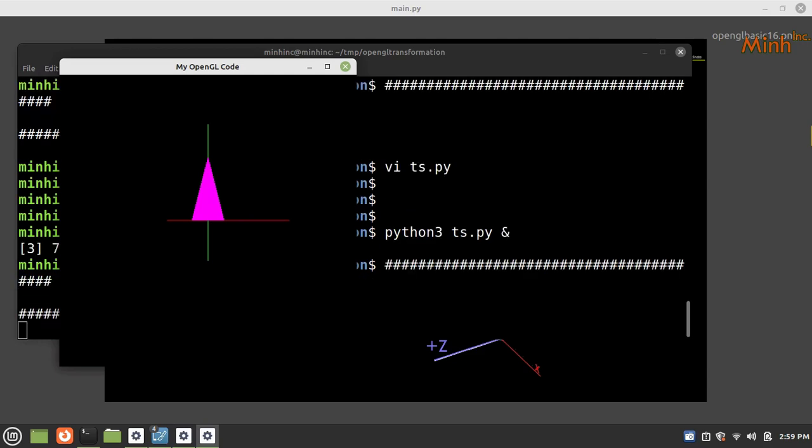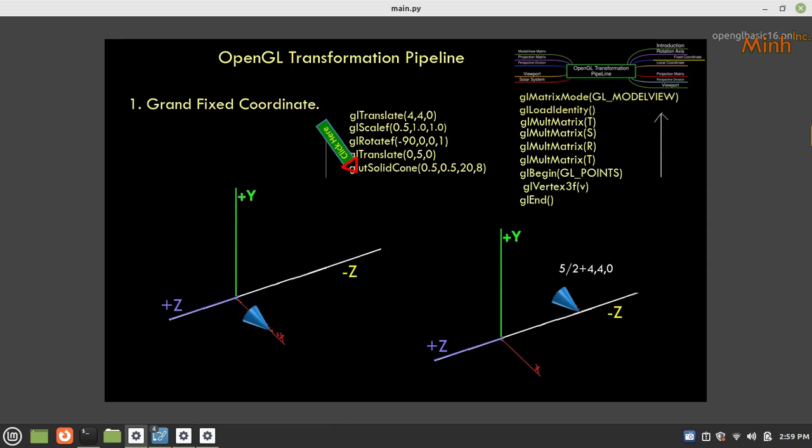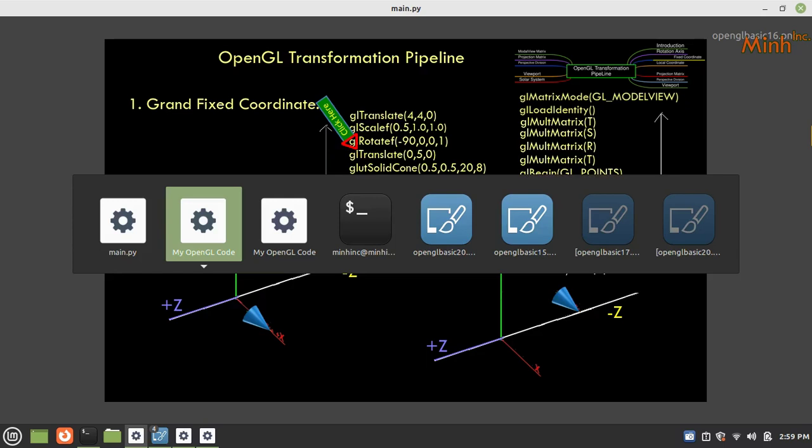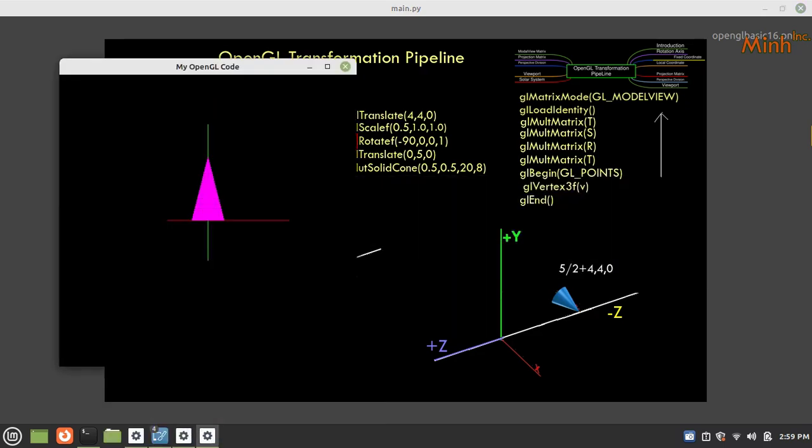So this is grand coordinate, so there won't be local axis. Now the idea is to move from the back side. So we'll translate first 5 times: 1, 2, 3, 4, 5. Then we will rotate 90 degrees: 1, 2, 3, 4, 5, 6, 7, 8, 9. So it rotated along the Z axis. This is the difference. There it rotated along its own axis. Here it rotated along the Z axis.